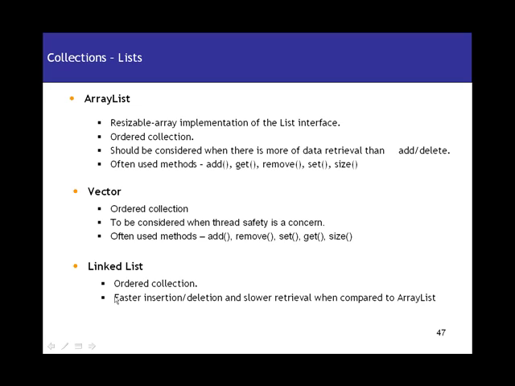And the methods generally used are the same as what we have in array list. Okay, and linked list is again an ordered collection, and this has faster insertion and deletion when compared to the other lists, right? So when you have a lot of insertion or deletion to be done on a list, you need to use linked list, and when you have a lot of retrieval, you need to use array list, and when you have a multi-threaded environment, you need to use vectors. So this is about the different implementations of lists we have out there.